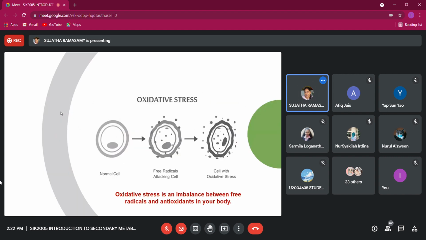Okay. And what will happen when there are too many free radicals? Because when free radicals want to steal electron, they will start to attack the cells. So when they start to attack the cell, there is a condition where you will find that the amount of free radical is higher compared to the good one, antioxidant. Antioxidant is a good guy, a good molecule, which will stabilize the molecule. So when there is accumulation of free radicals in our body, what will happen? This condition is known as oxidative stress.